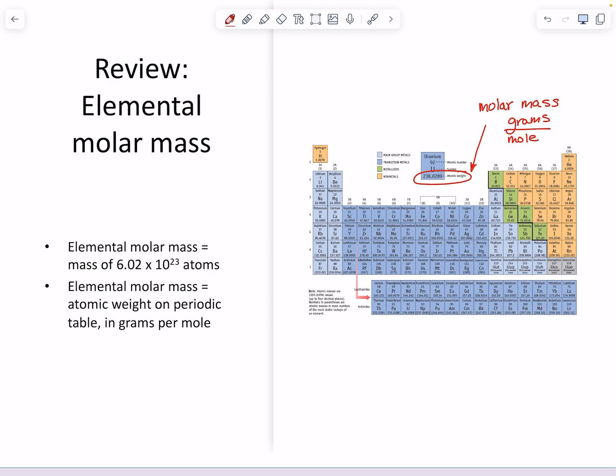Okay, so the molar mass is the mass of 1 mole of atoms of an element in grams per mole. 1 mole equals that huge number of atoms. Again, it appears as atomic weight on the periodic table. So our favorite cheat sheet, the periodic table, tells us everything we want to know.